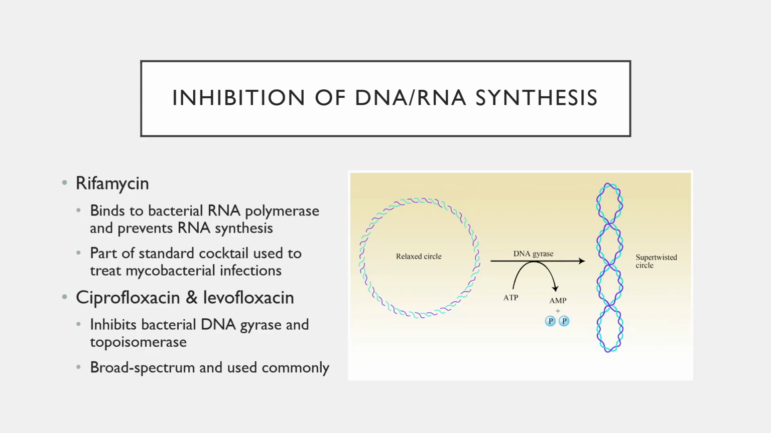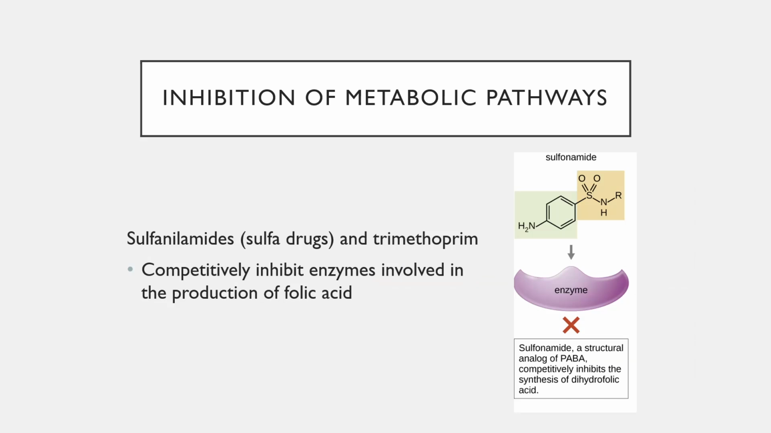Now, the last mechanism of action is inhibition of metabolic pathways. Sulfa drugs or sulfonylamides, as well as trimethoprim, are two drugs that are used to inhibit a very important metabolic pathway in bacteria, which is the enzymatic pathway that leads to the production of folic acid, which is an essential nutrient for bacteria. And so these drugs are enzyme inhibitors that competitively interfere with enzymes that are involved in the production of precursors for folic acid.